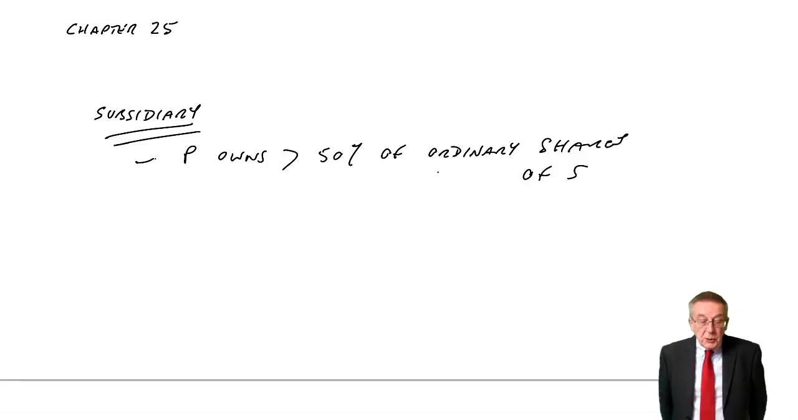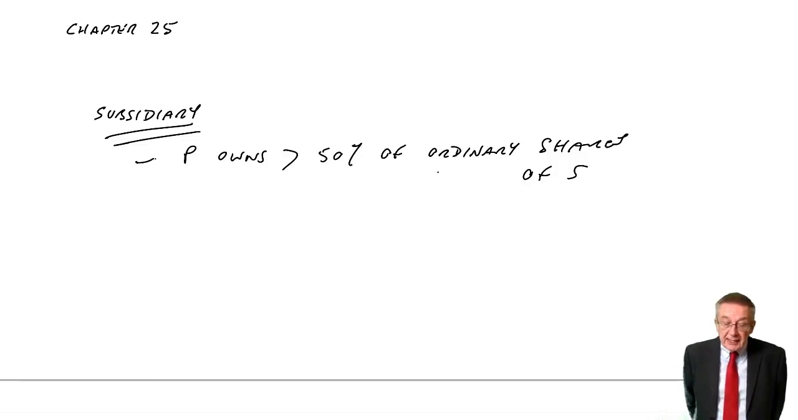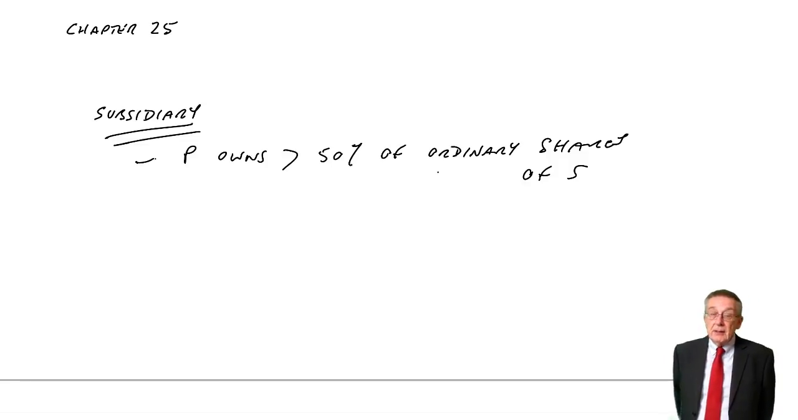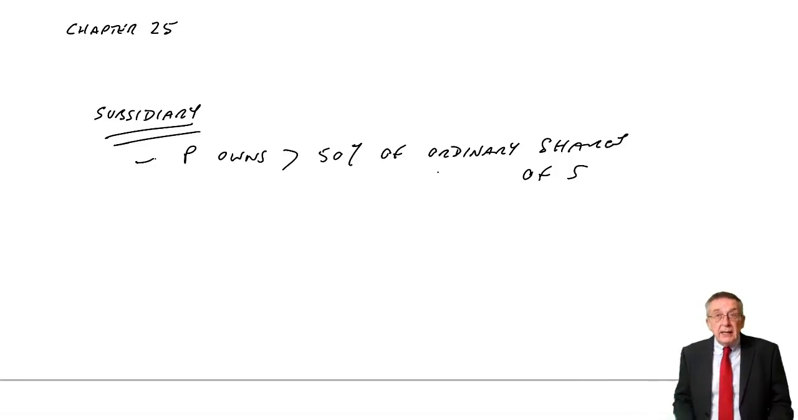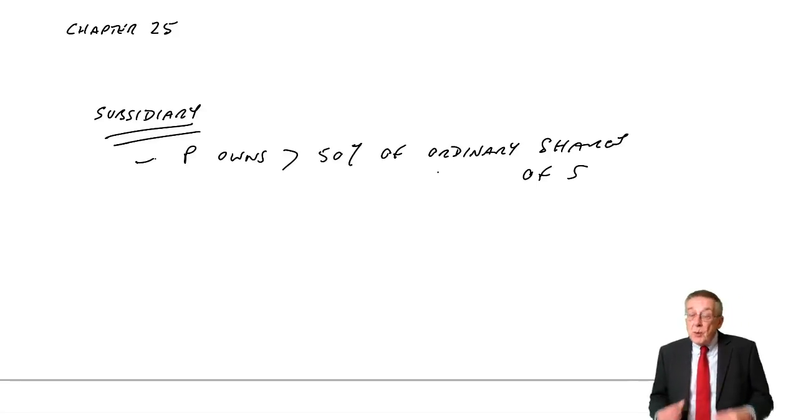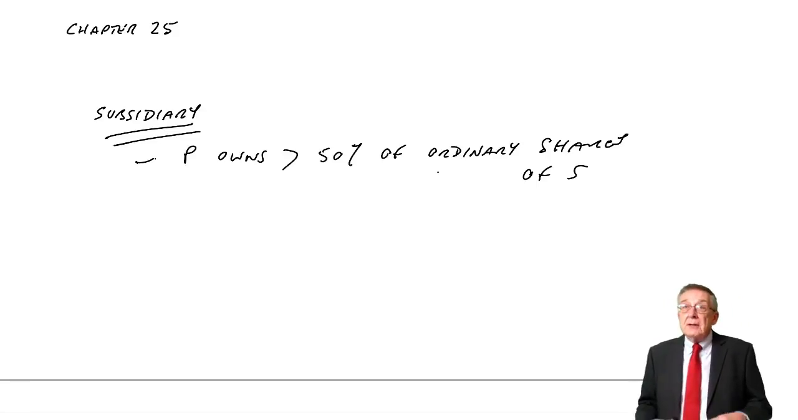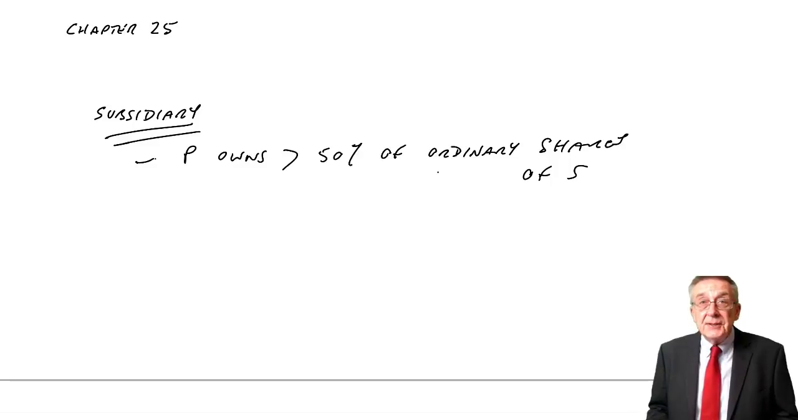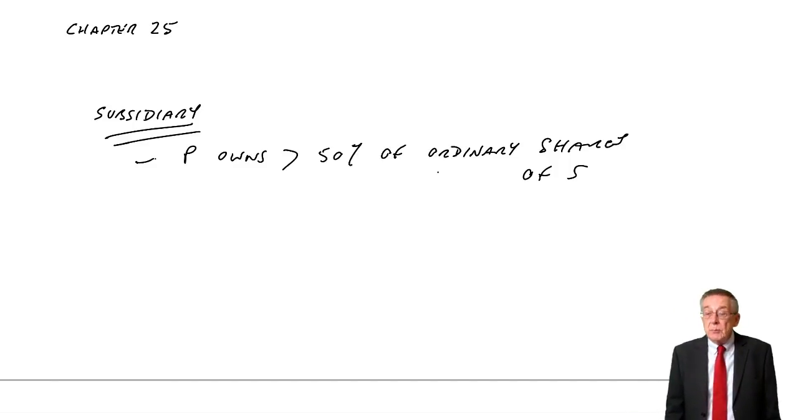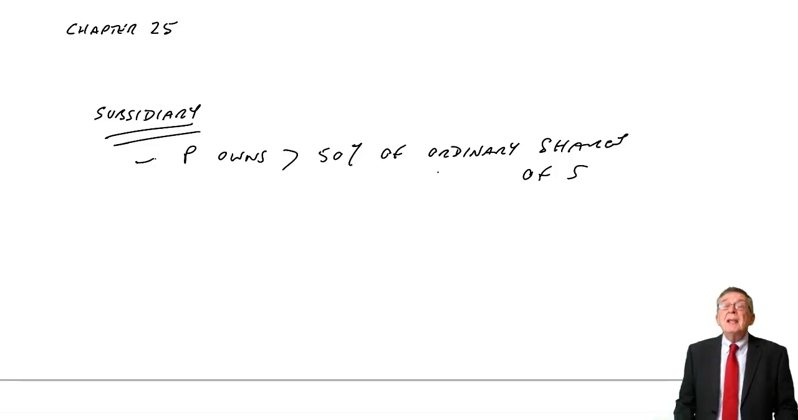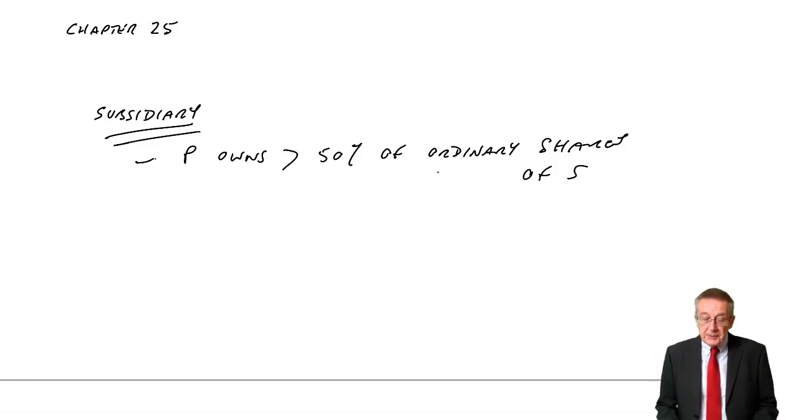The third one is power to appoint or remove the majority of the directors or whoever else is controlling the company. However that arose, if we can appoint the directors, we can dictate what the other company does. And therefore, whatever our shareholding is would be irrelevant. We control, and we would have to produce consolidated accounts.